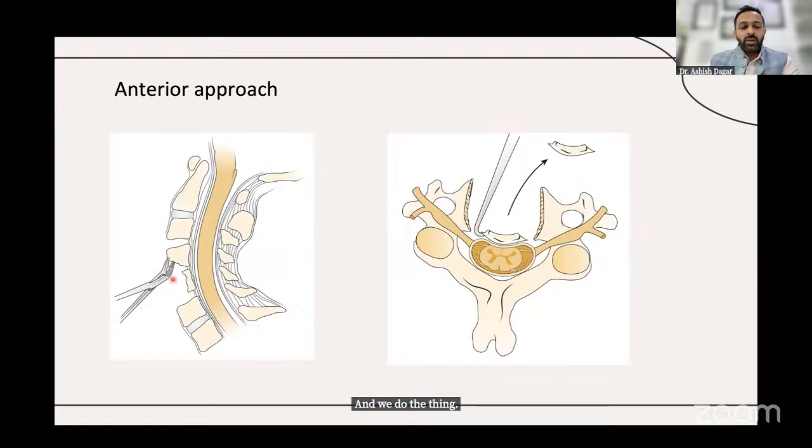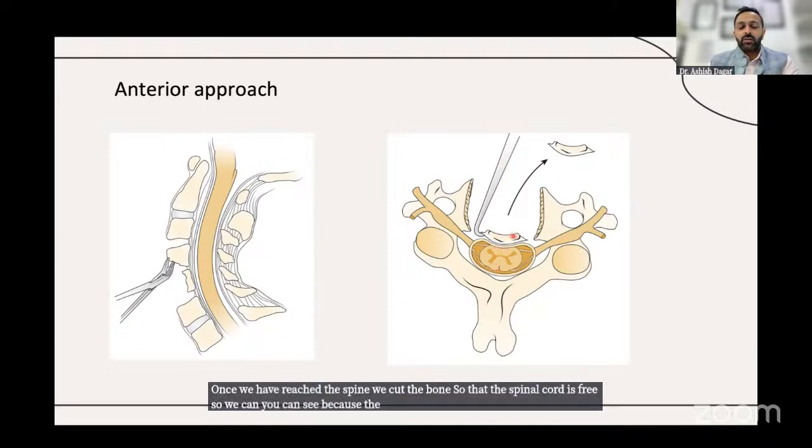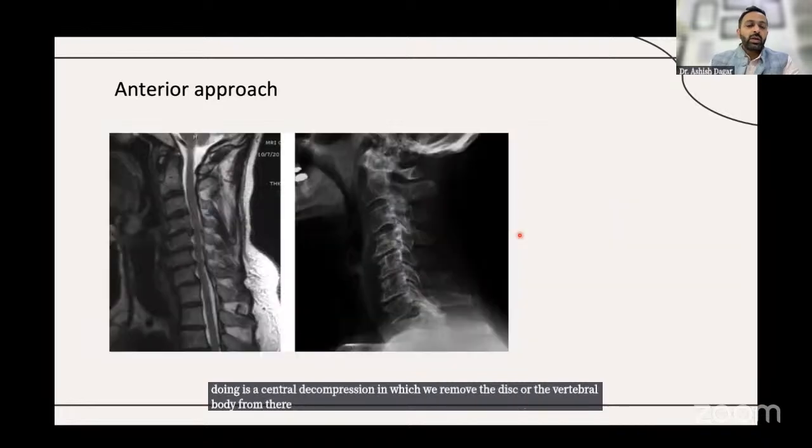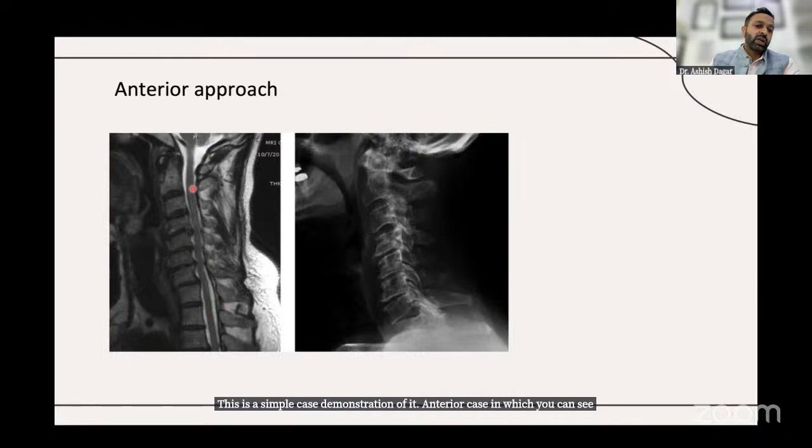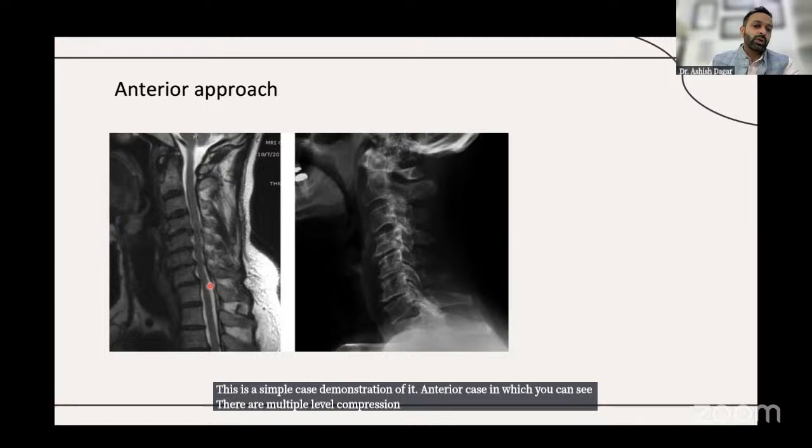This is a simple diagram showing what we do. Once we have reached the spine, we cut the bone so that the spinal cord is free. So you can see, because the compression is in the center, we are doing a central decompression in which we remove the disc or the vertebral body from there. This is a simple case demonstration of an anterior case in which you can see there is multiple level compression of the spinal cord, and the spine is slightly kyphotic in nature.